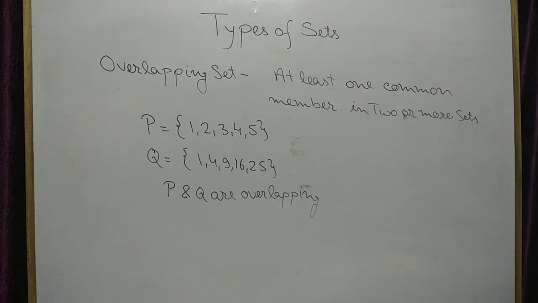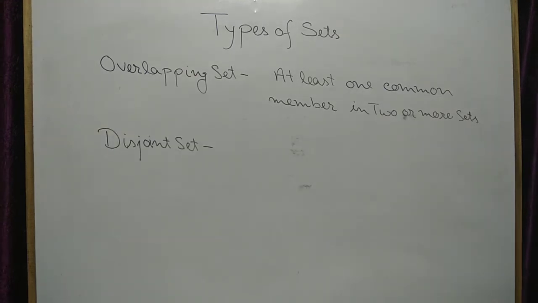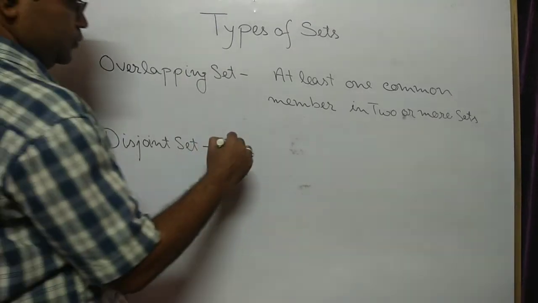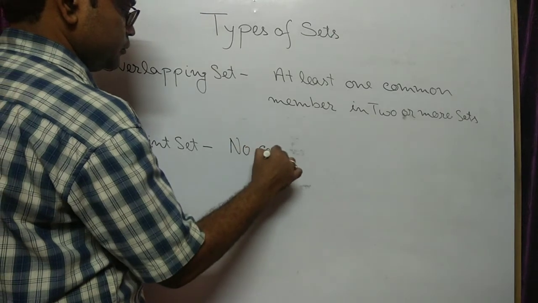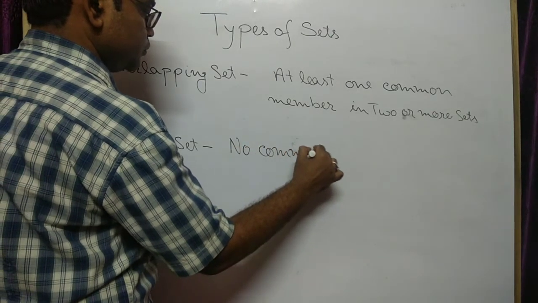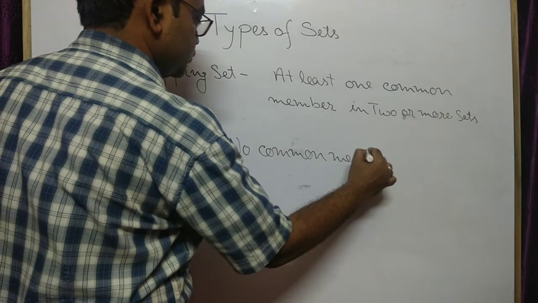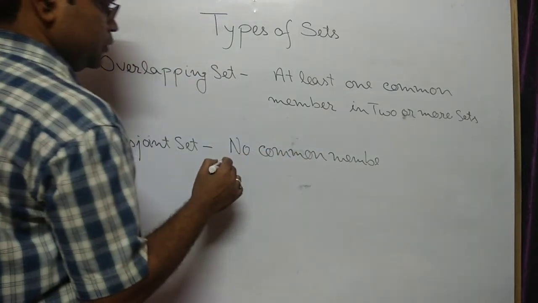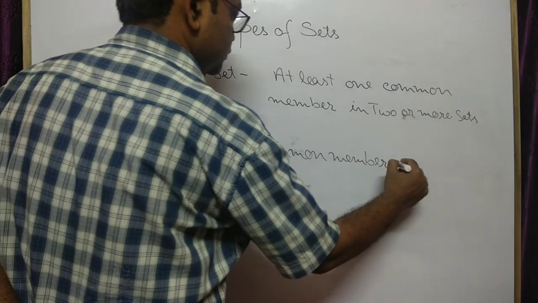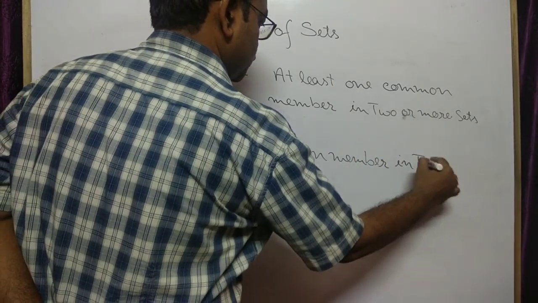Next one is the disjoint set. Disjoint set is just the opposite of the overlapping set. In this, the words at least one common change to no, meaning no common member in two or more sets.